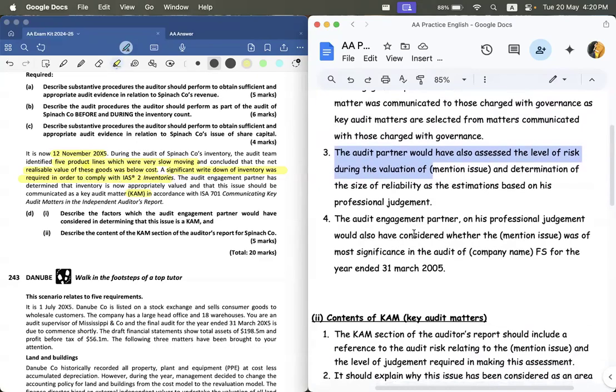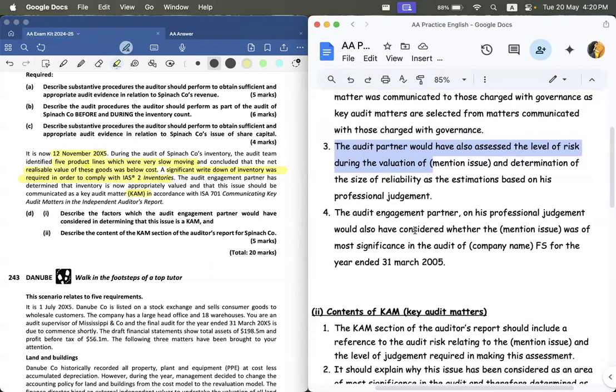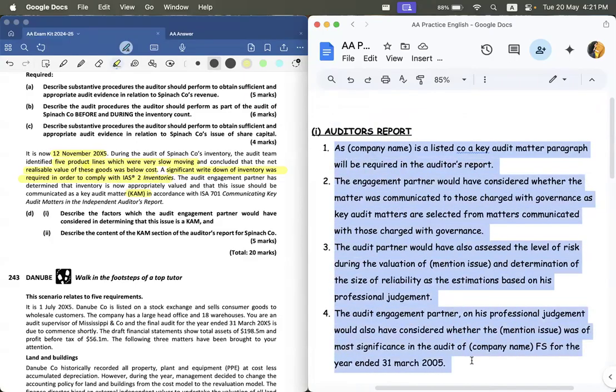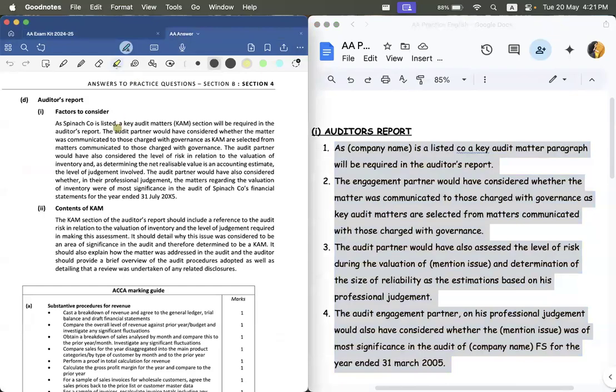Now the fourth sentence. The engagement partner has used his professional judgment regarding the valuation of 5 product lines, which were very slow moving. And he has concluded that it is of most significant importance during the audit of Spinach Company financial statements for the year ended 31st March 2005. Understood? This is like a template, and you are just going to replace it with the company name and the main issue. Clear? So let's see the answer on the back side.